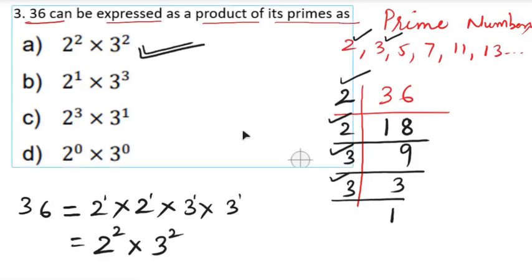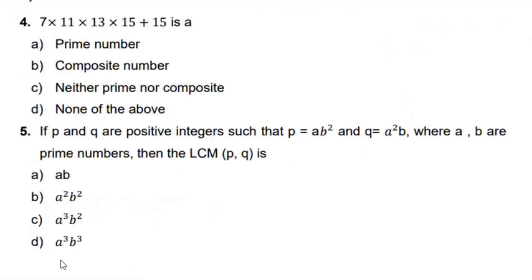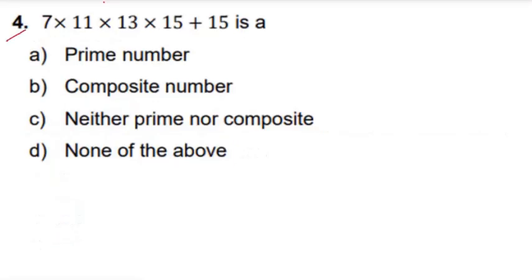Oh, you also did the same? Good, great. Now let's do the fourth part of this question. The fourth part is: 7 times 11 times 13 times 15 plus 15 is a. So what type of number is it? Let's see. Question number 4: 7 times 11 times 13 times 15 plus 15 is a.